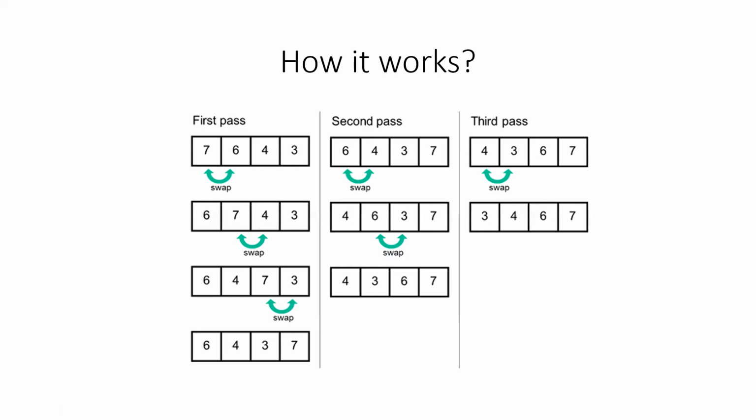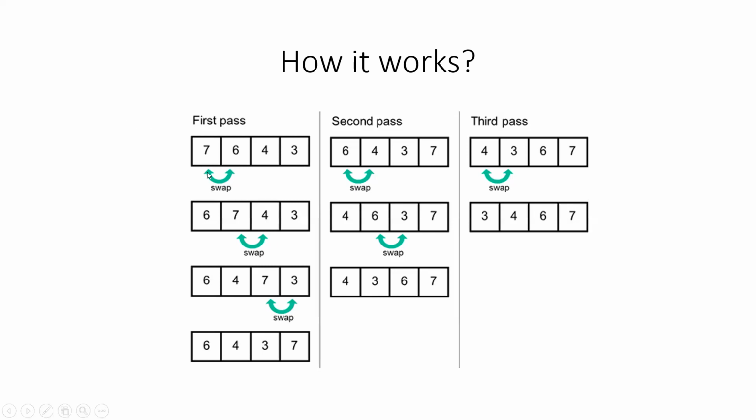This diagram will give you a clear idea about how bubble sort works. Let's say the given array is 7643. As you can see, there are 4 elements. We need to do this operation 4 minus 1, that is 3 times. That's why you have three passes here: first pass, second pass, third pass. The passes are nothing but doing the process again and again.